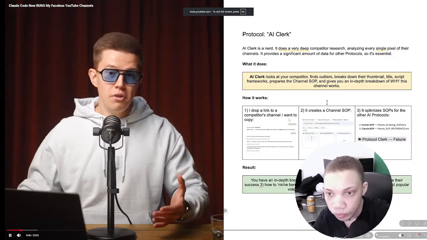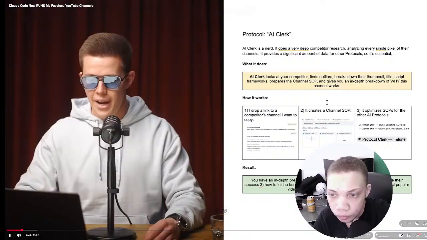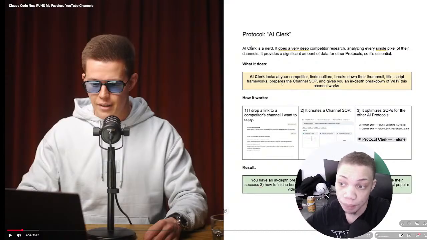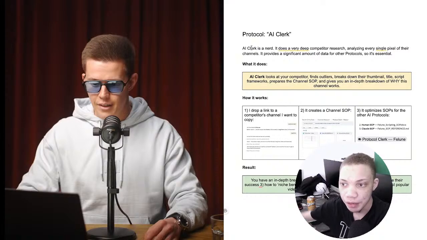So for niche research, I built a protocol called AI Clerk, and it's an SOP. Basically, it puts you step by step. So he could know when he looked for a competitor's outliers, competitor's SOP, so it could basically take what's already viral from that script, but he bends it over to another framework of another niche.